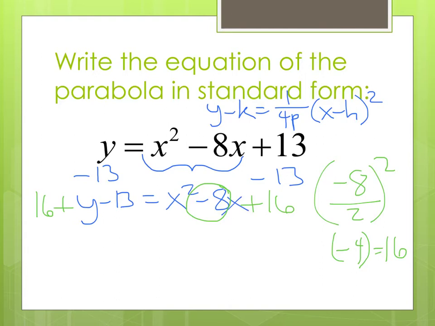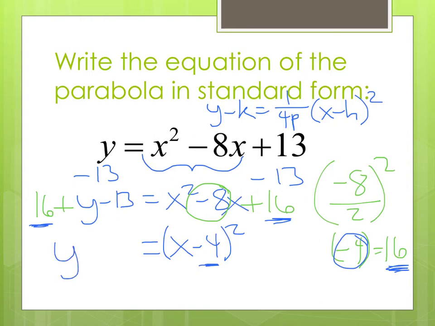Now, what's nice about this is I can look back at this negative 4 here. That's what's going to go inside the parentheses being squared. So on the right-hand side, I'm going to have x minus 4 squared. You'll always use this number here inside of the parentheses. You'll always add this number here to both sides of the equation. On the left-hand side, we're going to combine like terms. We have y plus 3.